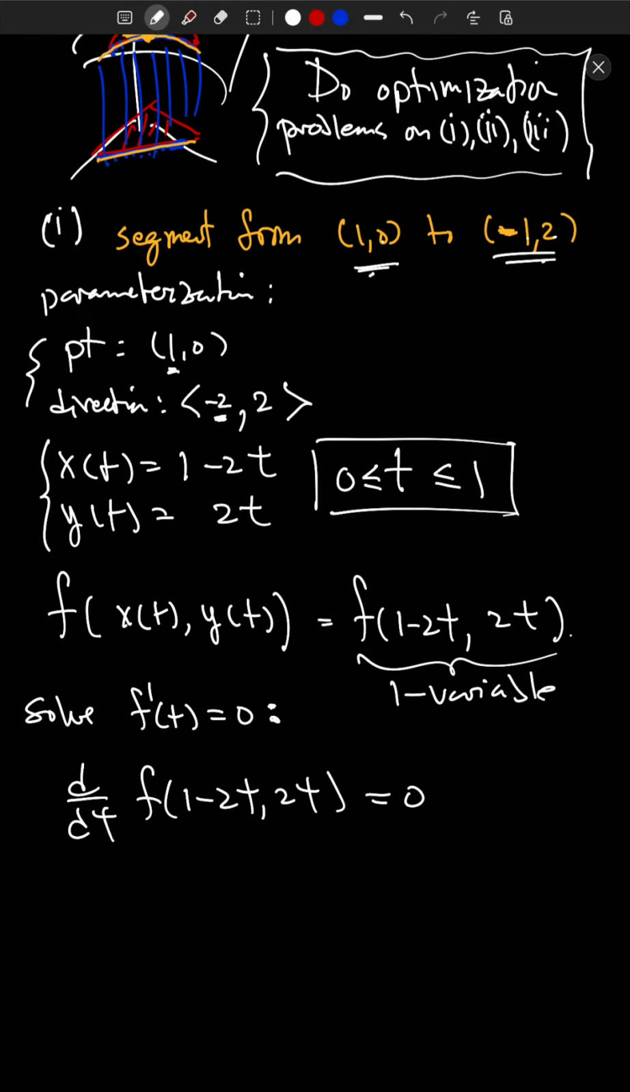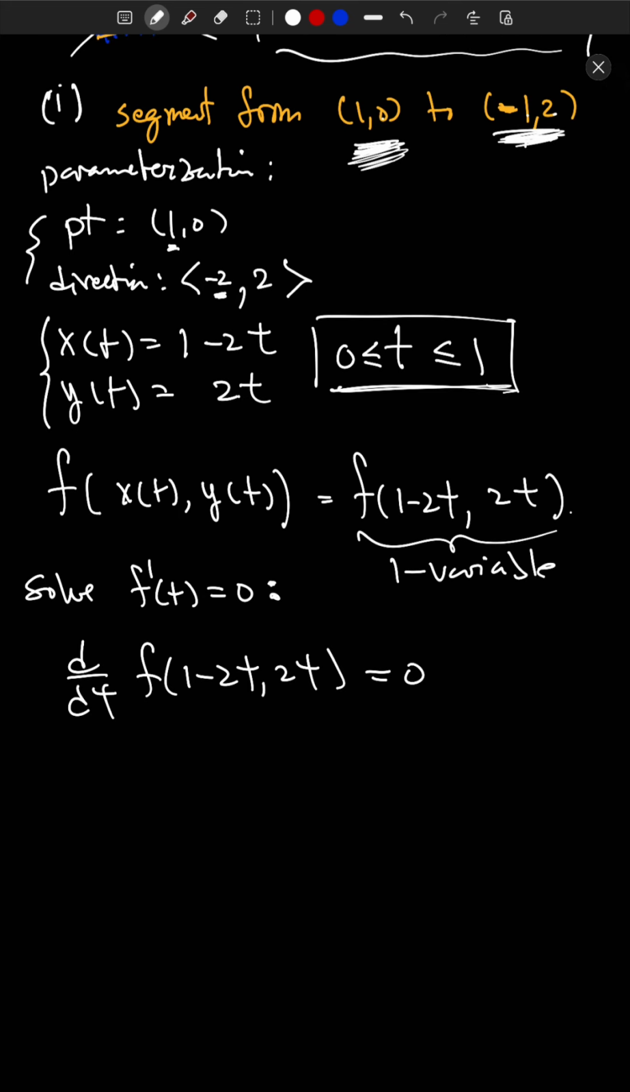It's probably a good idea always to do a quick check. Did we do this parameterization correctly? When t is 0, I look at my parameterization and I get 1 minus 0 comma 0, which is where we were supposed to be. And when t is 1, I get -1 comma 2, which is exactly where we're supposed to be. So our parameterization looks correct.